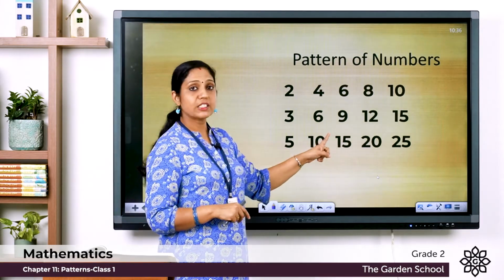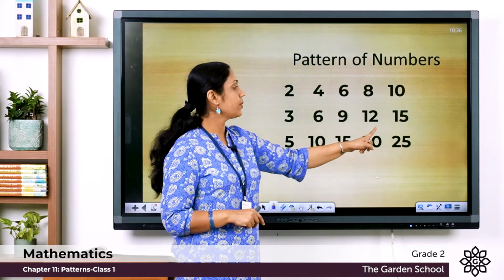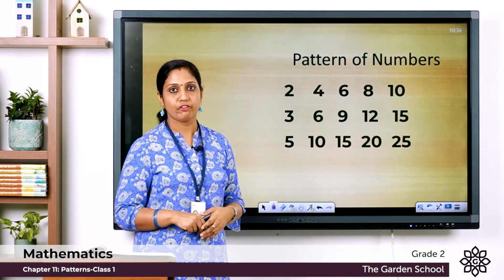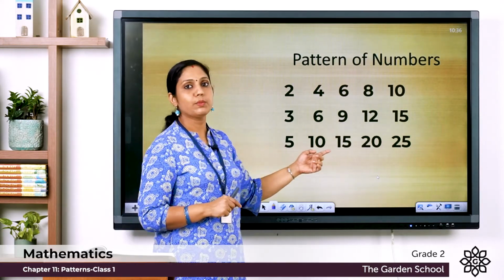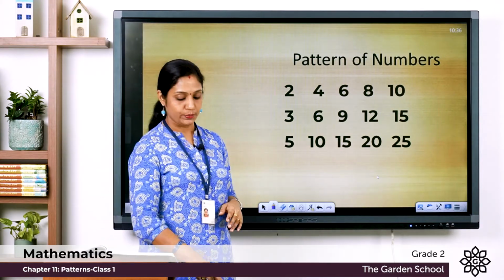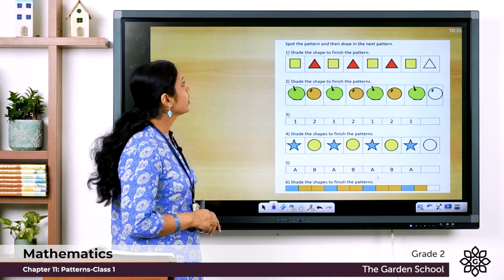Do we get 10 plus 5, 15? Yes. 15 plus 5, 20. 20 plus 5, 25. So we can say that these numbers are increasing by 5. Or also we can say that these are the multiples of 5. So this is how the patterns in numbers are arranged. So let's have a look at some of the examples.